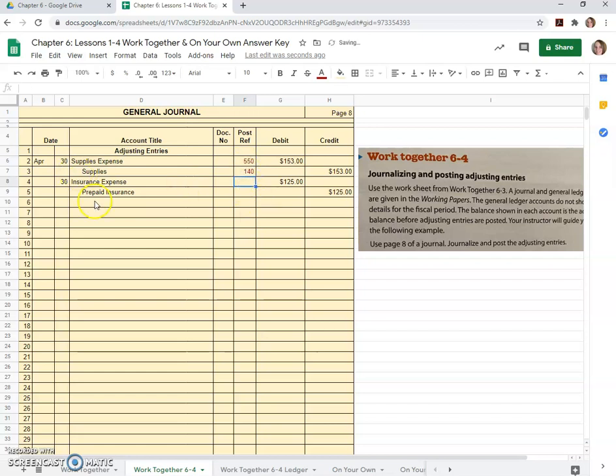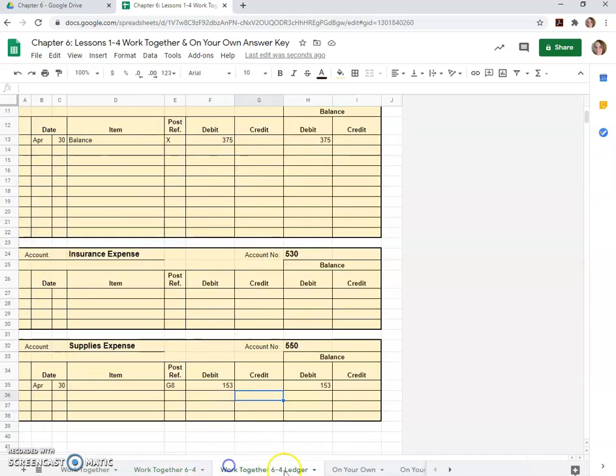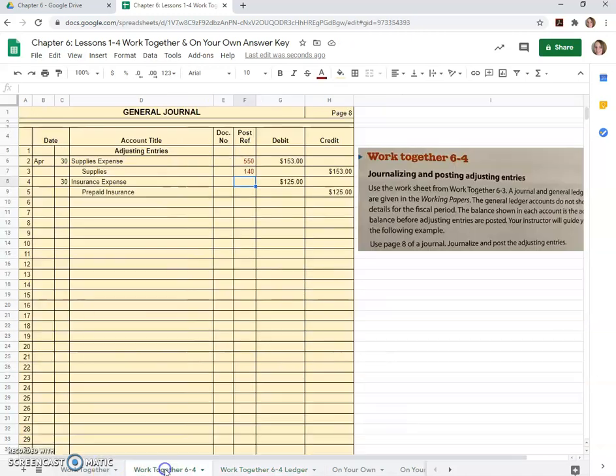Okay, insurance expense is our next one for a $125 debit. So we'll come over to our ledger. Before I forget that, it's journal page 8 and April 30th when we happen to do all of our month-end adjusting entries. And then we will put 530, the account number, back here.